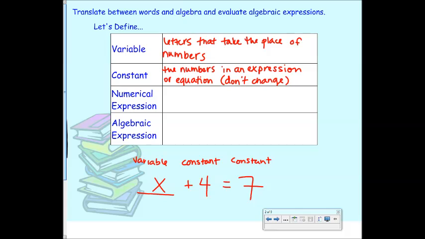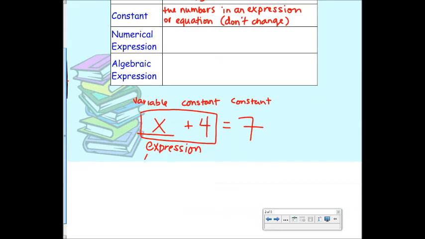Okay. Then we're going to talk about numerical expressions and algebraic expressions. But before we do that, what's an expression? The problem, except it does not have a what? If it's an expression, there's no what? Equal sign. Very good. So x plus 4 is an expression. X plus 4 equals 7 is a what? X plus 4 equals 7 is an equation. Very good. So an expression has no equal sign, and an equation is when you put an equal sign into it. So no equal sign.